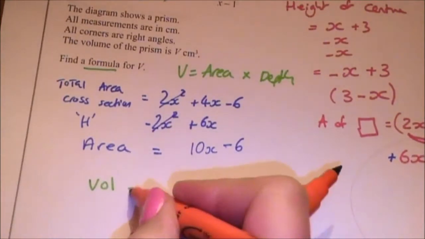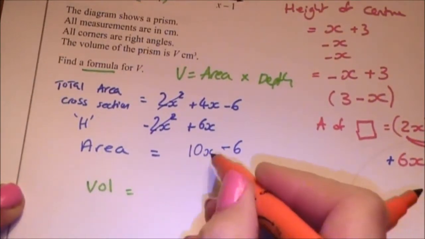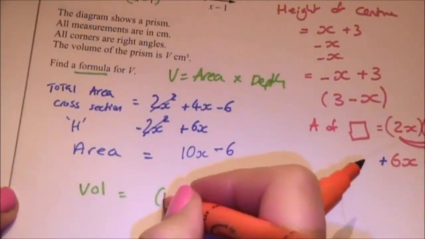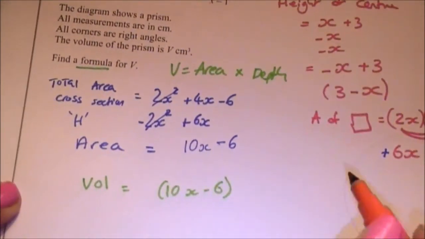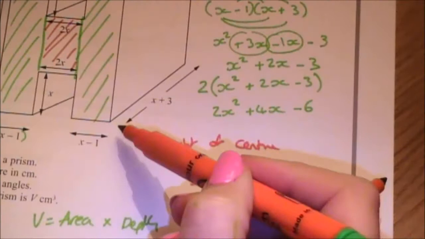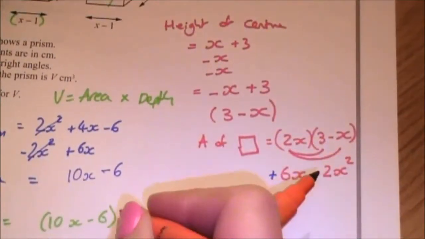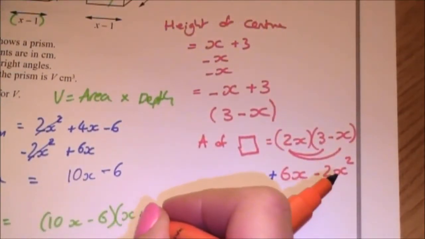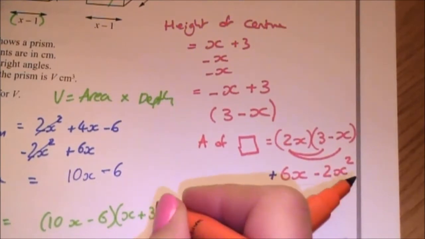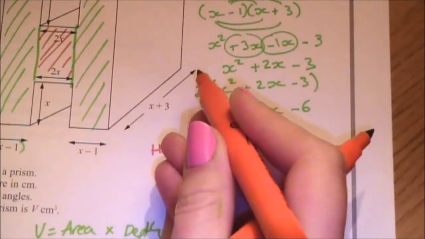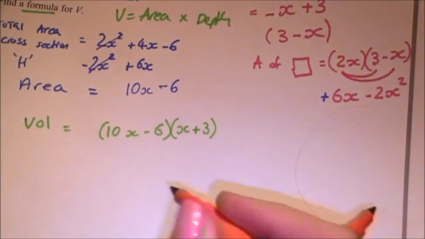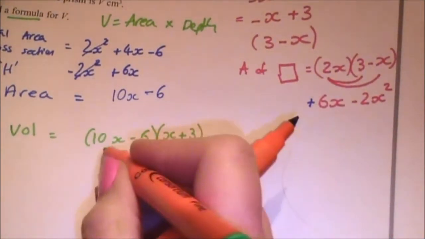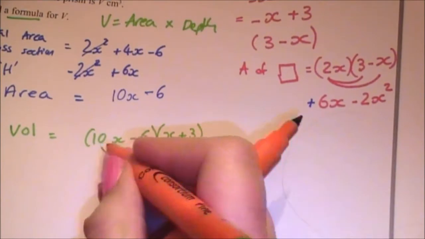So in order to find the volume, I need to take my area, which is 10x minus 6, and I need to times it by the depth, which is x plus 3, that one there. And now I can expand my brackets out. It's a good job, I enjoy doing this.